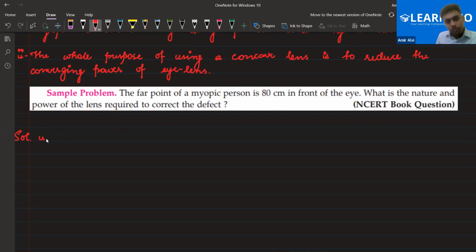तो देखो सबसे पहले object is placed at infinity, ठीक है, negative infinity or positive infinity, whatever you want to take. V is negative 80 centimeter. Why negative 80 centimeter, Shazil?